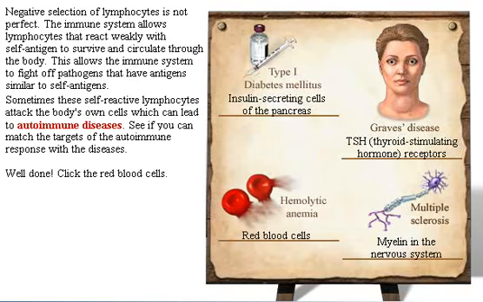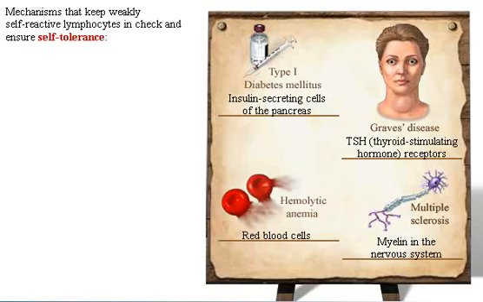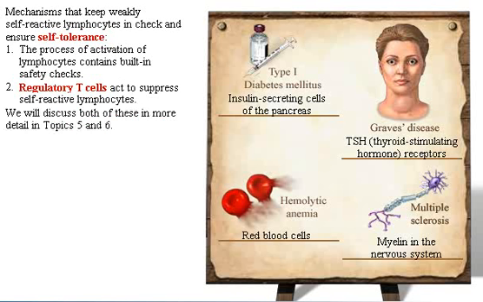Well done! Click the red blood cells. There are several mechanisms whose purpose is to prevent autoimmunity. For those weakly self-reactive lymphocytes that have escaped negative selection, there are two mechanisms that ensure self-tolerance. First, the process of activation of lymphocytes contains built-in safety checks. Second, certain T cells, called regulatory T cells, act to suppress self-reactive lymphocytes. We will discuss both of these in more detail in topics 5 and 6.